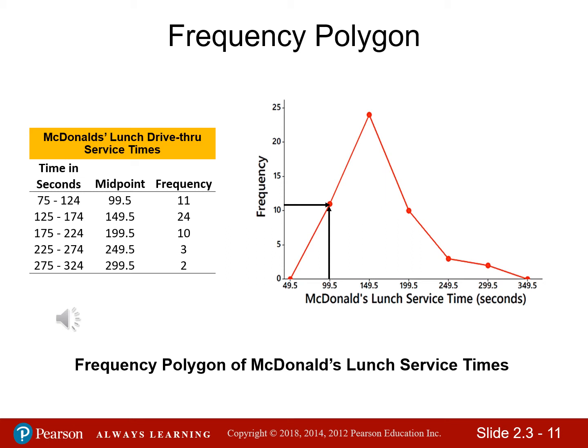If we look back at our McDonald's frequency distribution, we see that the first class of 75 to 124 seconds is represented on the x-axis with the midpoint of 99.5. Recall that we calculated that midpoint for our classes in a previous section. The point above 99.5 represents the frequency of times that were between 75 seconds and 124 seconds. And so we can record those 11 service times at the midpoint of 99.5.